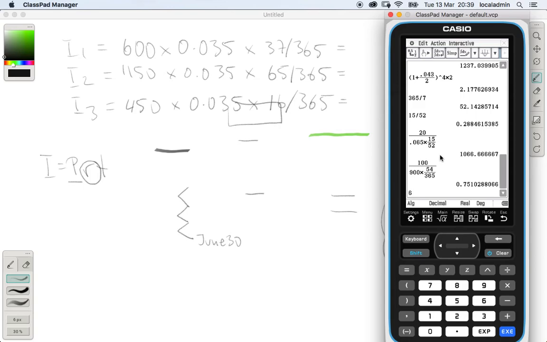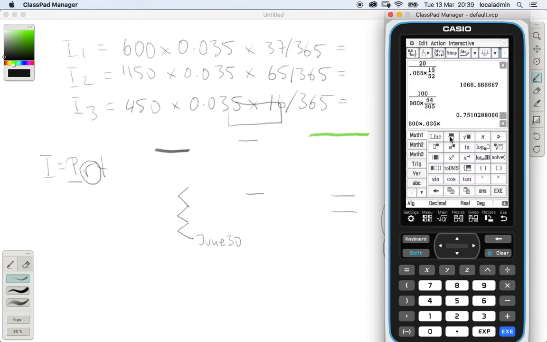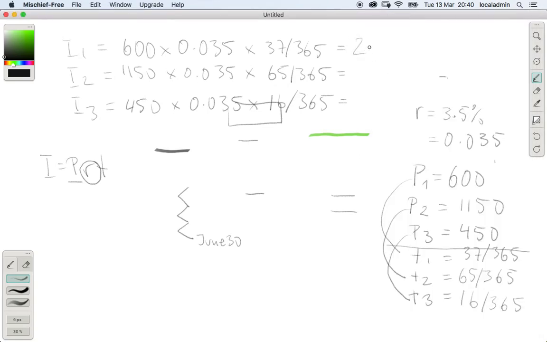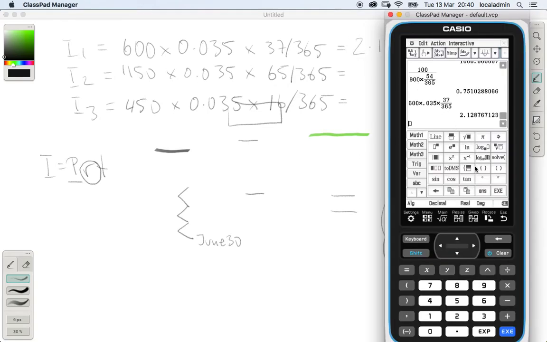So that's 600 times 0.035 times, and we want this by 37 over 365. Execute gives us $2.13, and you can round now or you can round later. It doesn't really matter. Well, it doesn't matter, but let's just go with this one. Okay, 2.13.